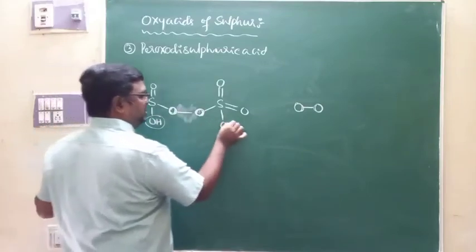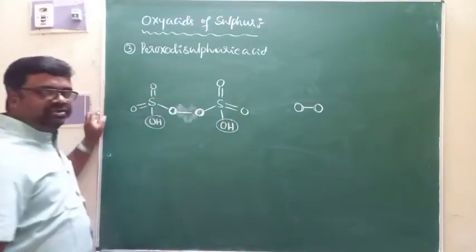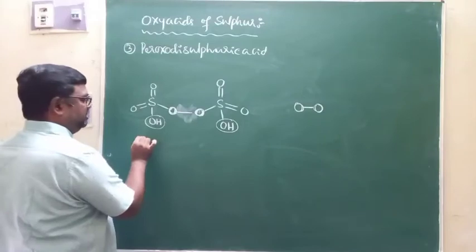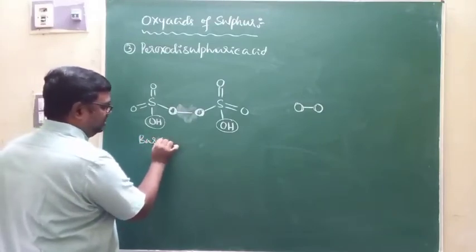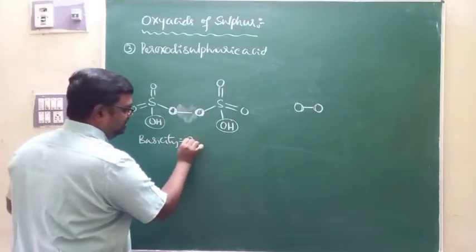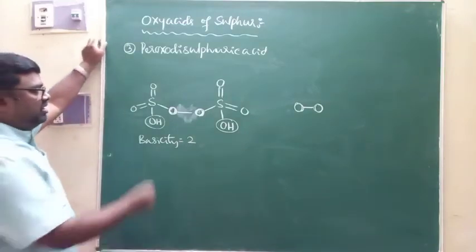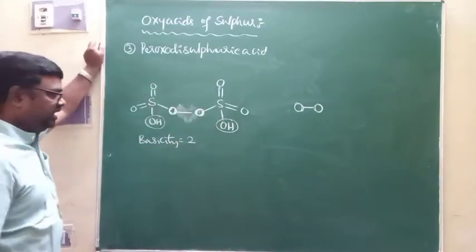2 OH groups are there. Therefore, the basicity of the acid is 2 because it contains 2 OH groups. What is the oxidation number of sulfur in this case?